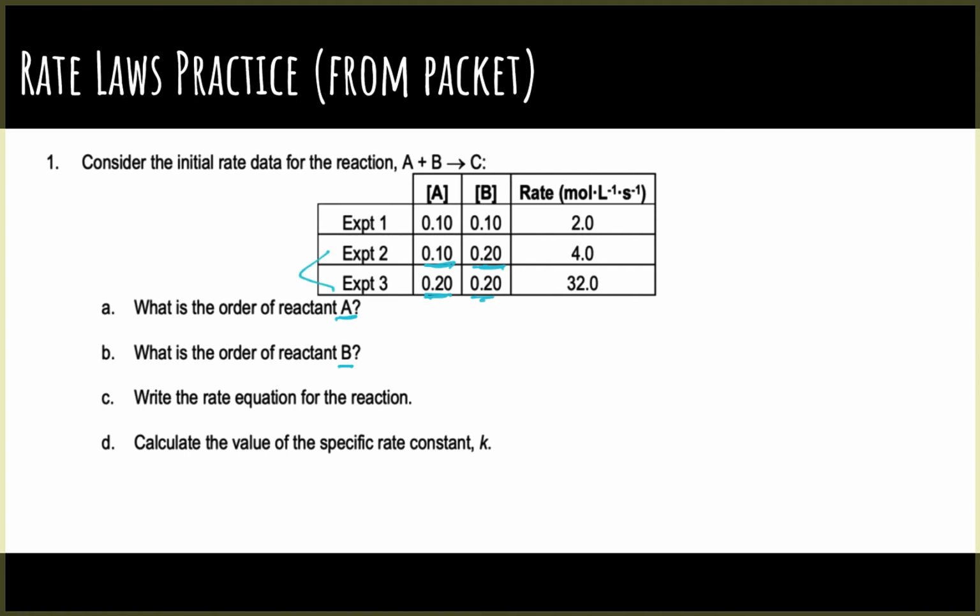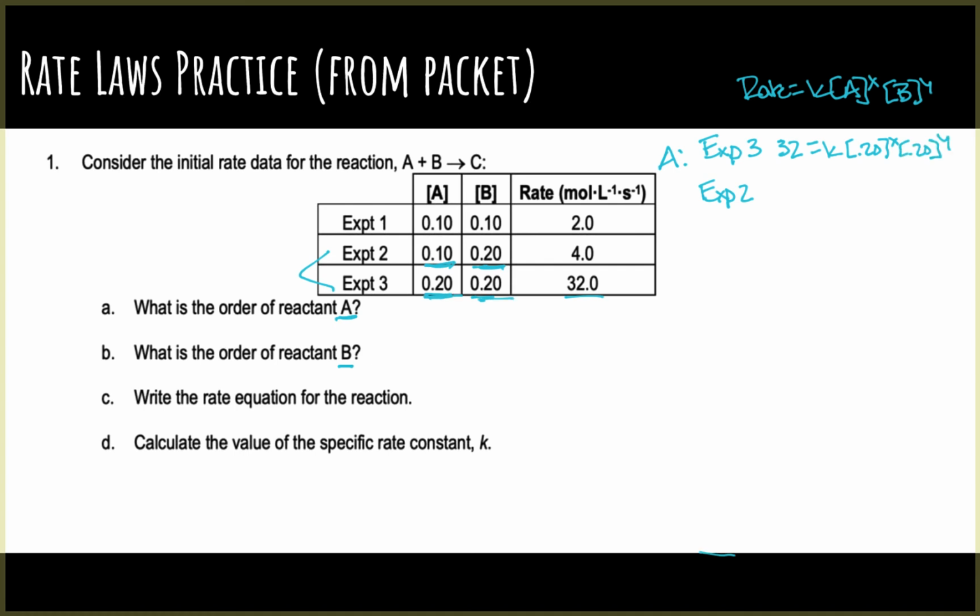When I set this up, I'm going to do these over here so that we have room. I'm going to put experiment 3 on the top because the rate is larger and that just makes my math a little bit easier, over experiment 2. So for experiment 3, again using the format rate equals k, A to the x, B to the y, I have 32 equals k, 0.20 to the x, 0.20 to the y.